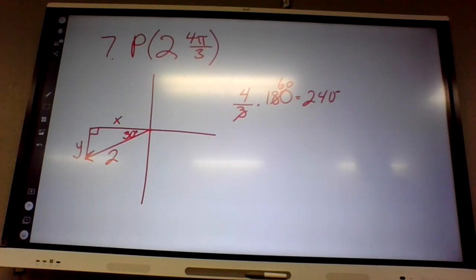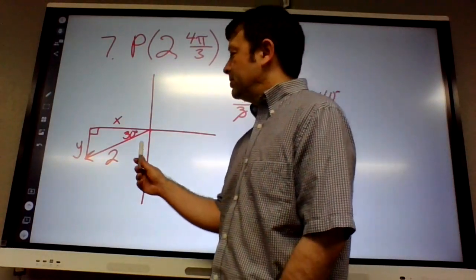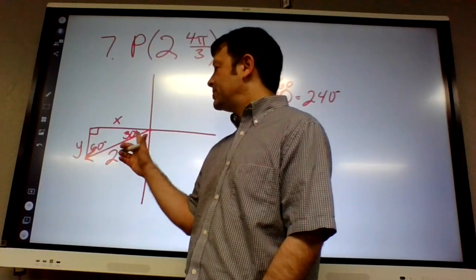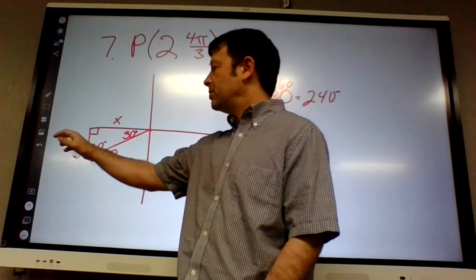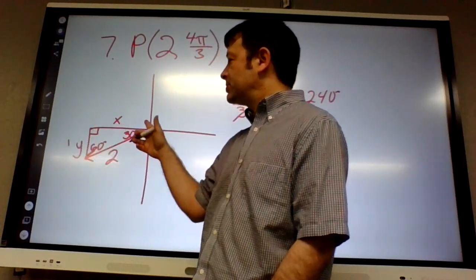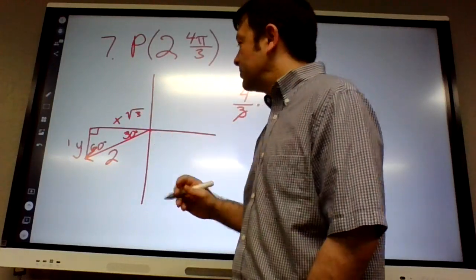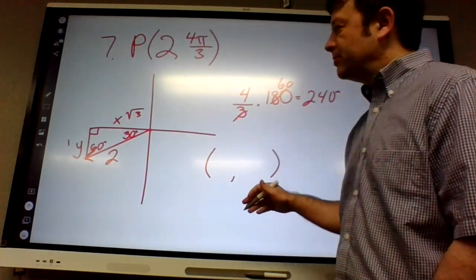Well, since it's a 30-degree angle, you guys remember the 30, 60, 90 triangle? If this is a 2 right here, what's the short leg over here? 1. If the short leg is 1, what's the long leg? Square root of 3. So, what would the x and y coordinate be?